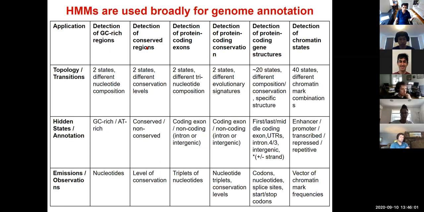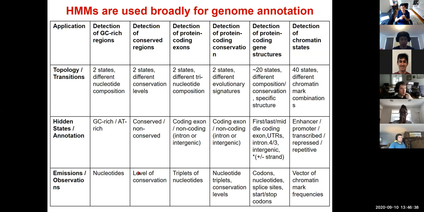The second column is maybe we could use that to detect conserved regions. I don't know if you remember, but in lecture two, I showed you this conservation track, and I told you that this is a hidden Markov model with two states, and the different states have different conservation levels. So as I scan through the genome, I can look for those little stars underneath the alignment that tell me that something is conserved or not conserved, and I can build a hidden Markov model that shifts between conserved and not conserved. And then the emissions are going to be the level of conservation.